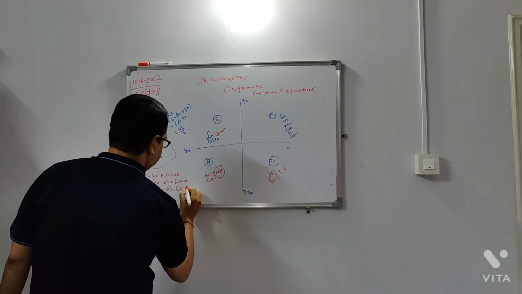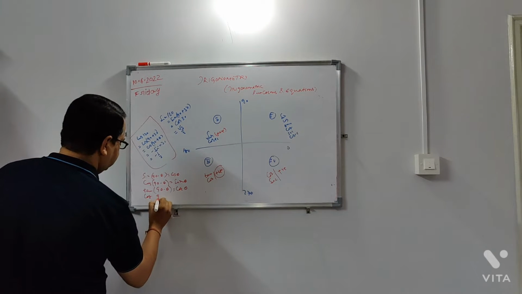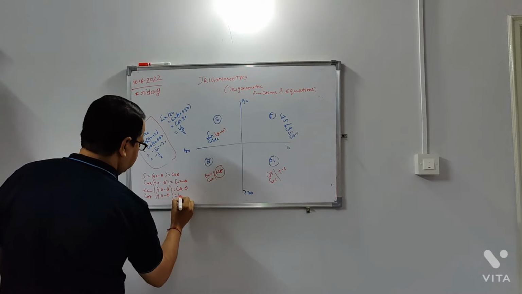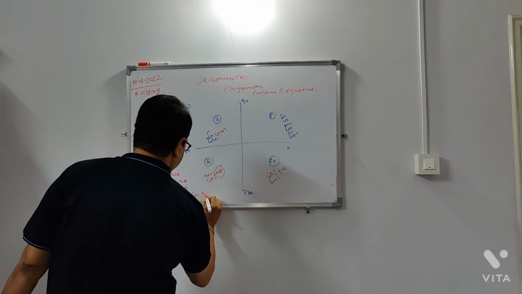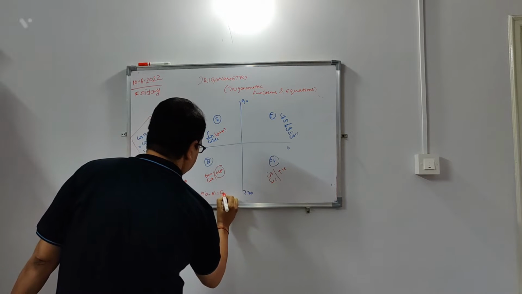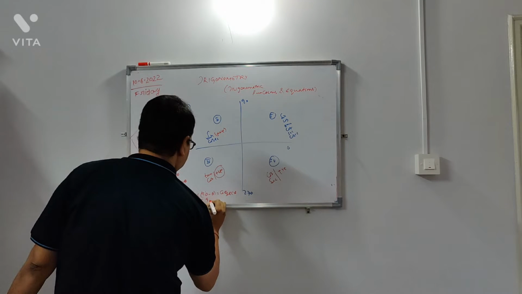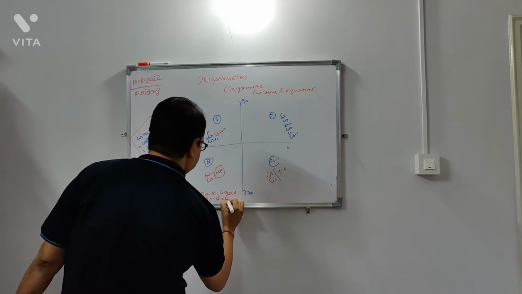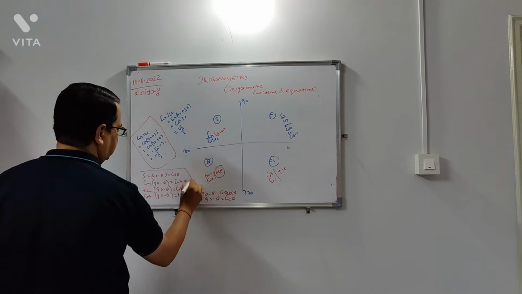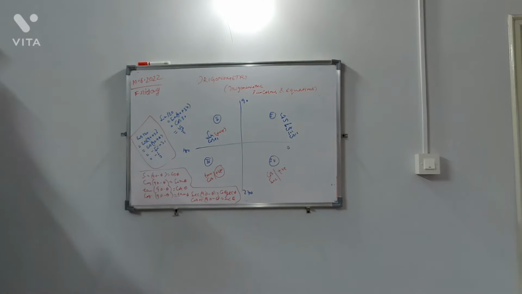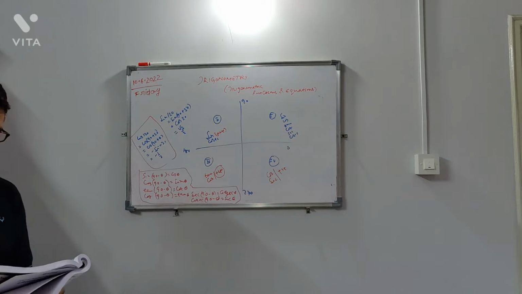Cot theta means just the complement. And then cot 90 minus theta is equal to tan theta. And sec 90 minus theta is equal to cosec theta, and cosec 90 minus theta is equal to sec theta. These are all positive because 90 minus theta is in the first quadrant, and in the first quadrant everything is positive. So this is about 90 minus theta.